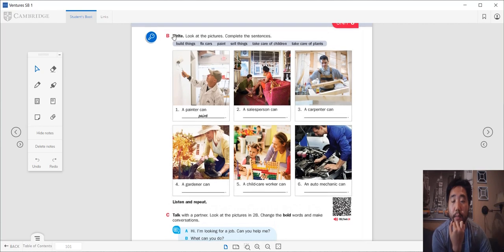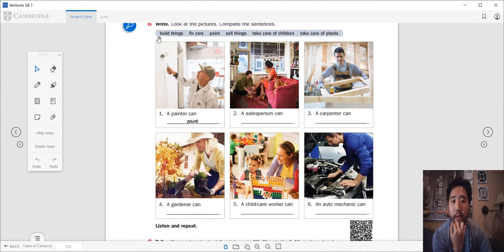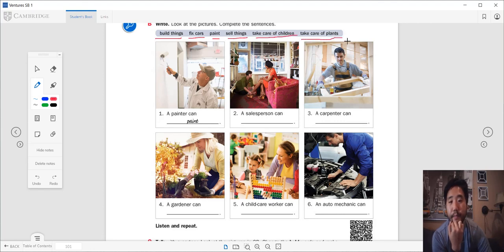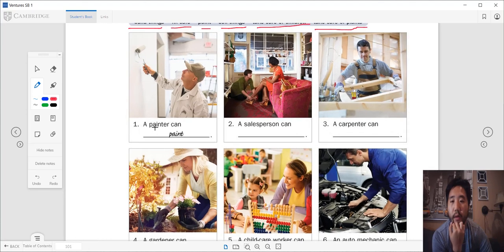Okay. B, right, look at the pictures, complete the sentences. So we have the words build things, fix cars, paint, sell things, take care of children, take care of plants. So we're going to look at the picture and complete the sentences. So number 1, a painter can blank, but this is paint. So a painter should be able to paint because it's within their ability to do it.